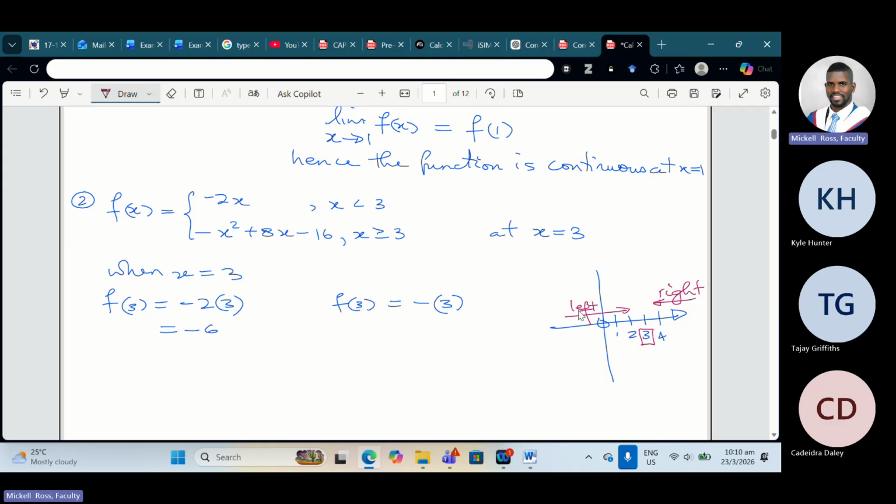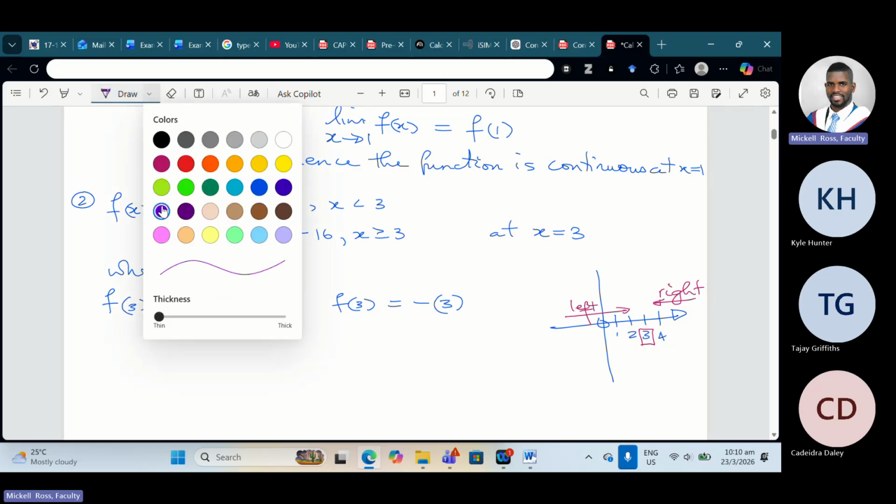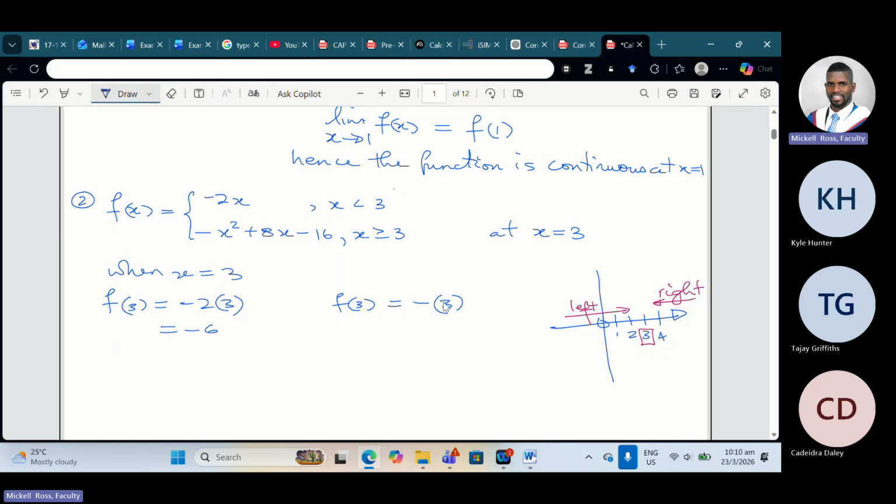So notice it says that we are to prove if this function is continuous when x is equal to 3. All right. So over here, this would be when it is approaching 3 from the left-hand side. So let's look at what we get. Let's continue working this.